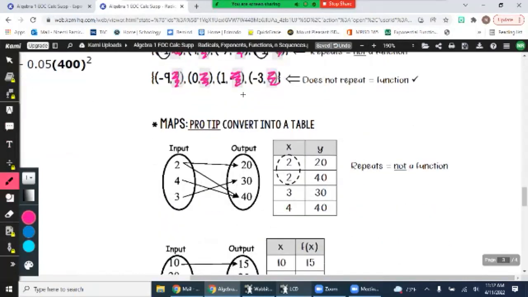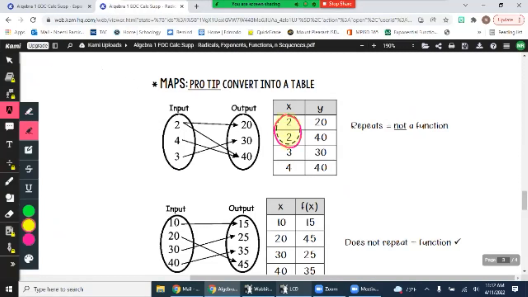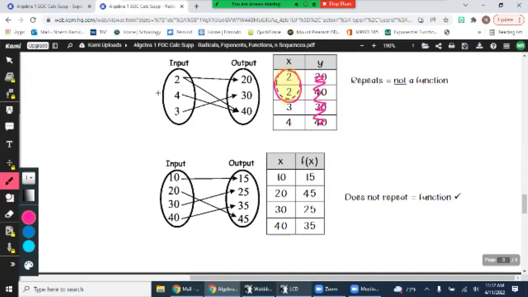Maps, I always tell everybody, my students especially, that it's so much easier to just convert it into a table. 2 is pointing to 20, but it's also pointing to 40. So 2, 20, 2, 40, 3 goes to 30, and then 4 goes to 40. You see here that the 2 repeats. So this would be not a function. So much easier to see it once you separate the numbers and you're not busy trying to look at arrows. I know a lot of teachers like to teach, you can't have 2 X's, something like that. I never understood that. So here, you convert it to a table, neither of your X values repeat. You always want to scratch out the Y values. So you'll notice that neither of those repeat.